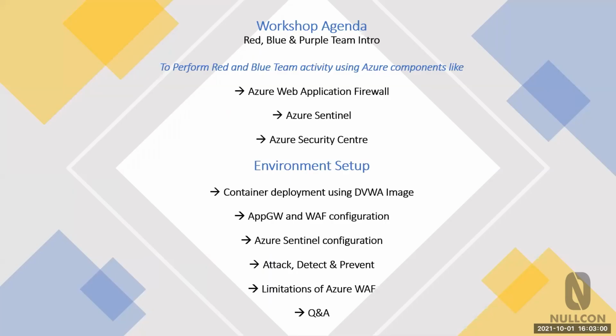Okay, so today's agenda is we'll be giving a red, blue, purple team intro. We'll be performing red and blue team activity using Azure components. The major components that we are using are Web Application Firewall, Azure Sentinel, and Azure Security Center. We'll do some demo activity and show how we have set up our environment. We'll go in depth and explain each and every step. We'll also explain how we can deploy a container-based image. We'll be covering all the configuration parts as we proceed further. At the end, we'll be taking up the question and answer session.